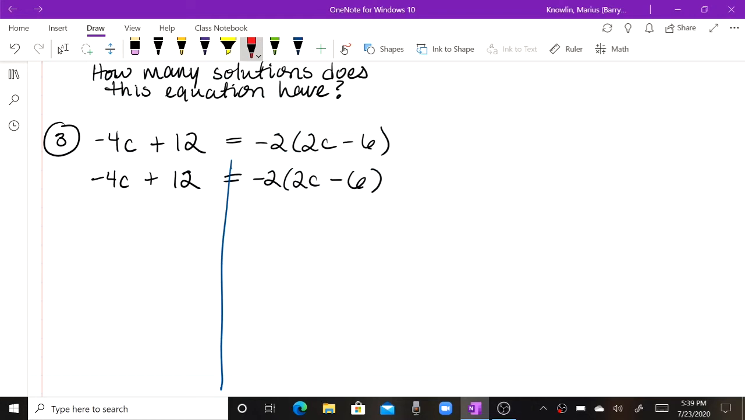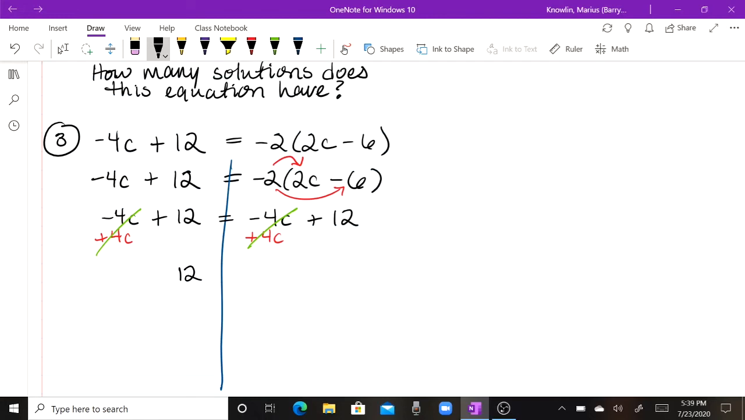And most of us already noticed that on the right side, we can go ahead and distribute. So when we distribute on the right hand side, we get negative 4c plus 12. And everything that's on the left hand side, we just bring that down. Now we want to continue with the variables, and we're going to combine those variables by adding 4c to both sides. But as we notice, the 4c's are going to cancel out, which just leaves us with a positive 12 on the left and a positive 12 on the right.